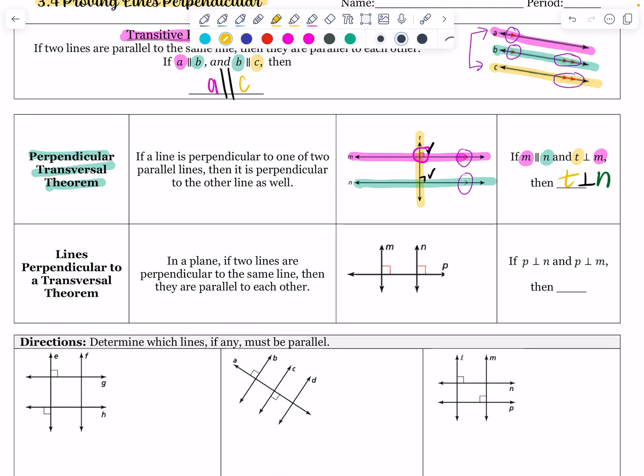All right, next one. Next one sounds scary, but again, it's not. Lines perpendicular to a transversal theorem. In a plane, if two lines are perpendicular to the same line, they're parallel to each other. So if we have this line P sitting here, if P is perpendicular to N, meaning it crosses at 90, but we also know that P is perpendicular to M, so we do that in yellow, crosses at 90. What do we know about M and N? We know that M and N are going to have to be parallel to each other. So M is going to have to face the same way and never ever cross line N.